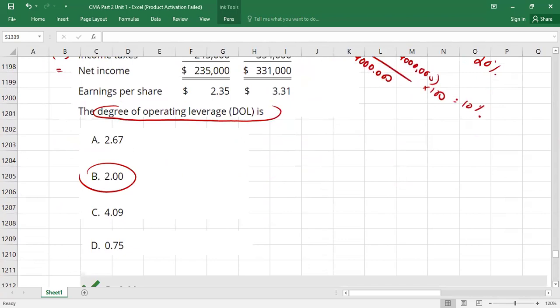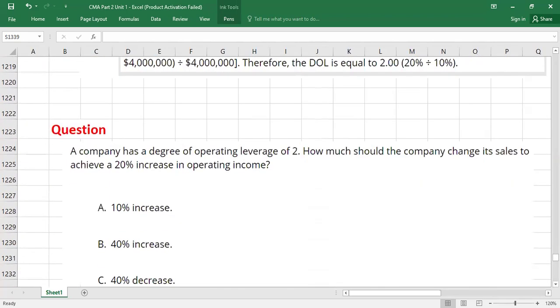Okay, so now I'm going to tell you another question. So here we go. Please remember, we have another question. A company has a degree of operating leverage of 2. How much should the company change its sales to achieve a 20% increase in operating income? Please remember I told you the first thing: he's asking for the change in sales, because he wants to increase operating income by 20%.